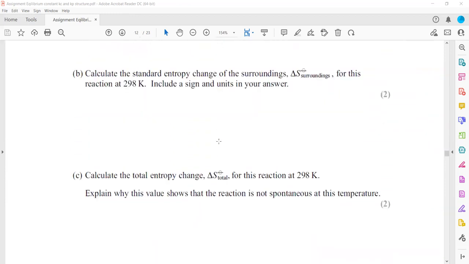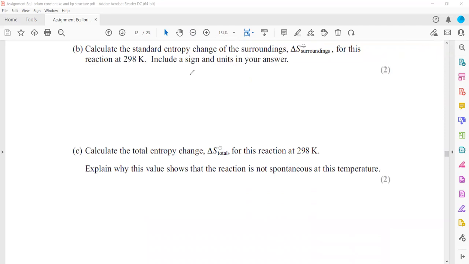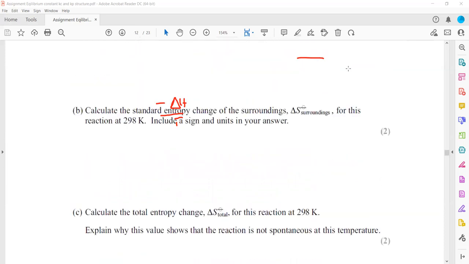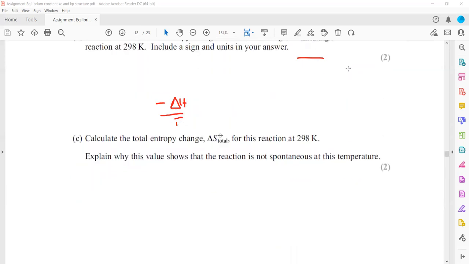Then calculate the standard entropy change of the surroundings. So how to calculate it for the surroundings? Delta H by T. That will give us the entropy change of the surroundings. And one more thing: enthalpy changes are always given in kilojoules, so don't forget to convert into joule. Like here, the value for delta H is given in kilojoules, so don't forget to convert into joule. To convert kilojoule to joule, you multiply by 1000.